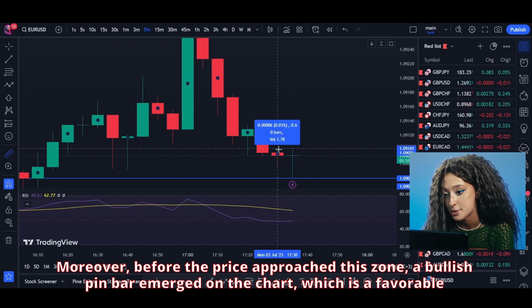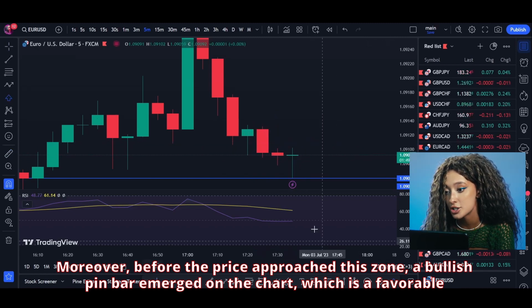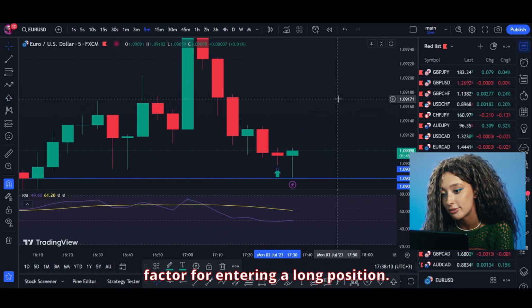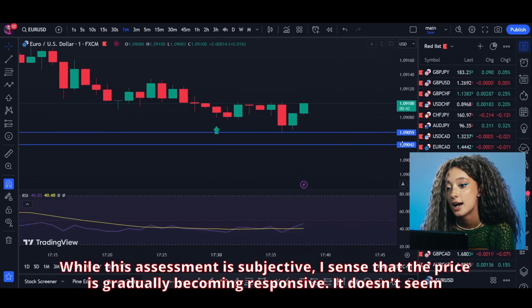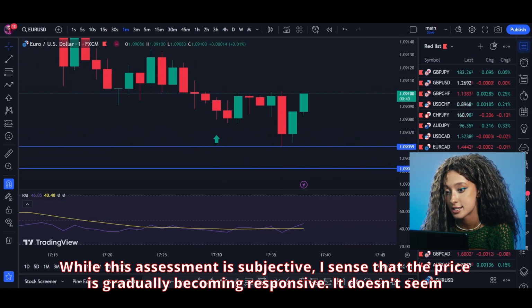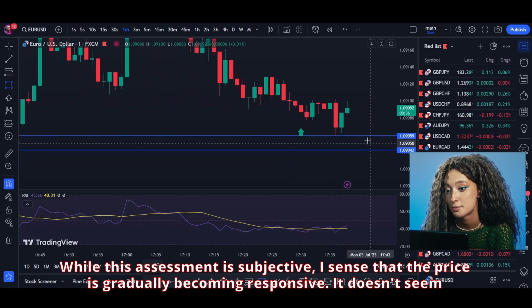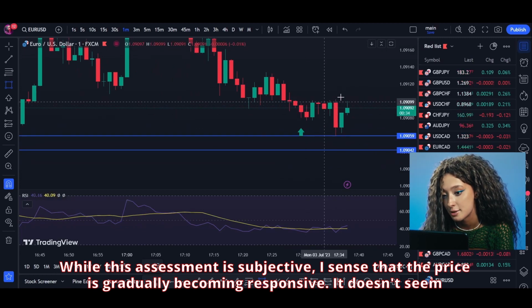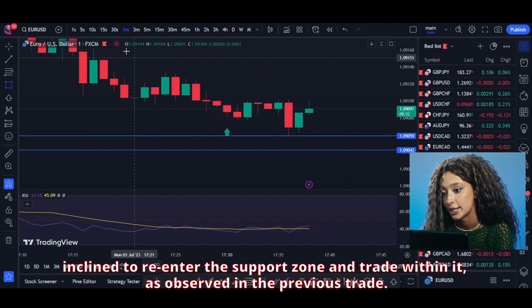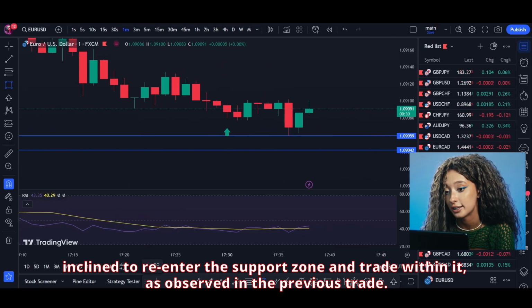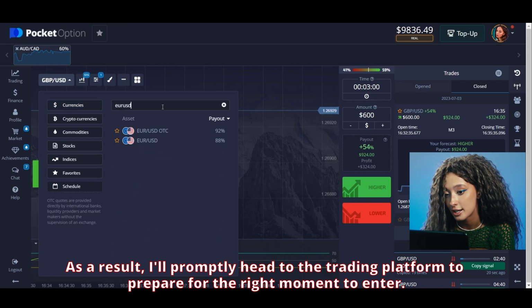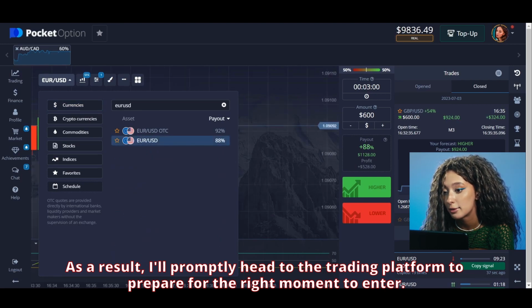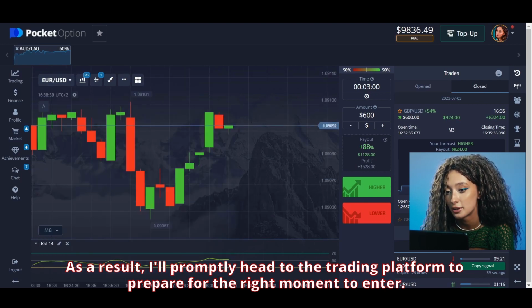Moreover, before the price approached this zone, a bullish pin bar emerged on the chart, which is a favorable factor for entering a long position. While this assessment is subjective, I sense that the price is gradually becoming responsive. It does seem inclined to re-enter the support zone and trade within it, as observed in the previous trade. As a result, I'm heading to the trading platform to prepare for the right moment to enter.